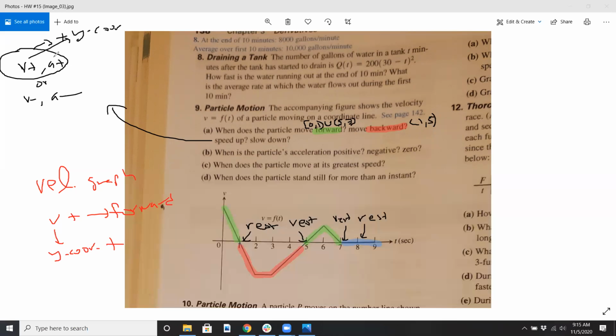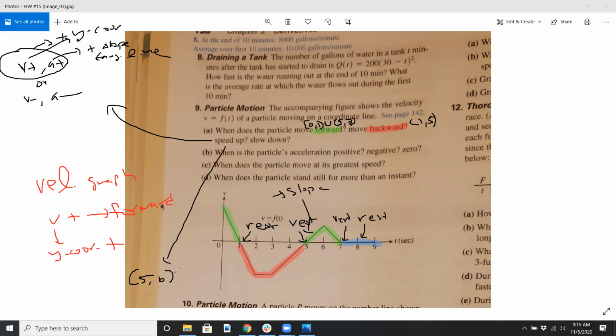So essentially, we have to look for positive y coordinates, because that's positive velocity. For positive acceleration, I'm looking for a positive slope of the tangent line. So where is that happening? Definitely from 5 to 6. From 5 to 6, my velocity is positive, obviously, because I'm above the x-axis, and my slope is positive. I have a positive slope there.